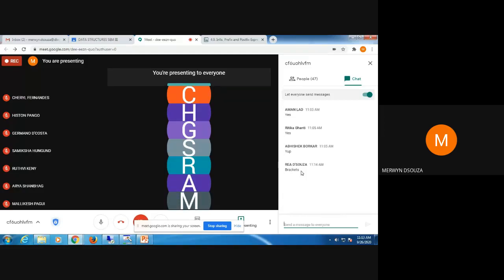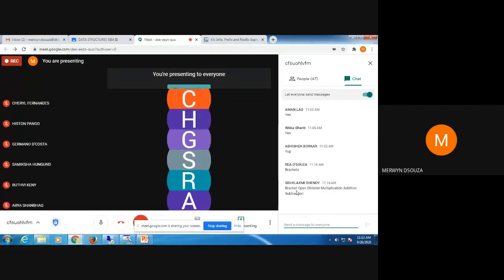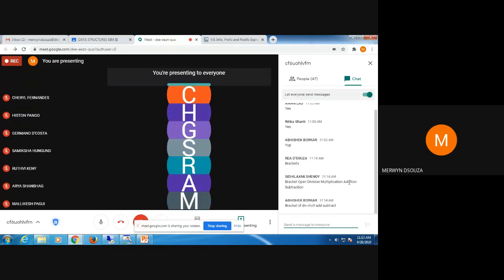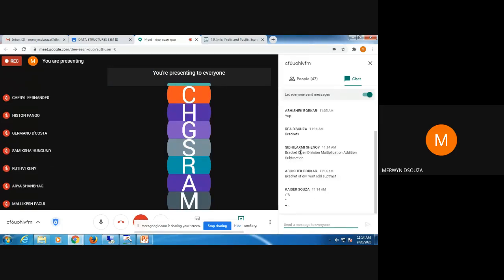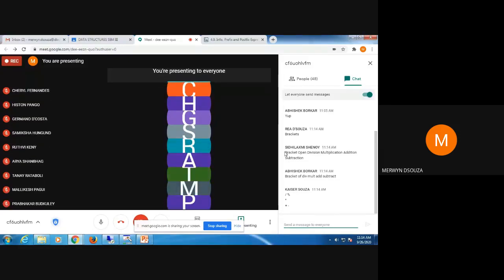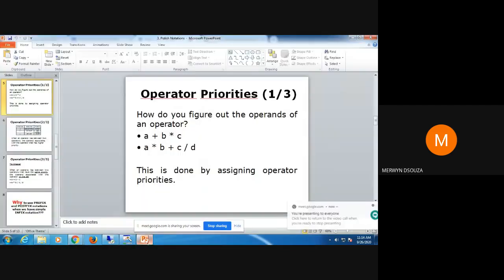Okay, brackets have the highest priority, followed by division, multiplication, addition, subtraction. Correct. Yes, Siddhi Lakshmi has given you the full form of BODMAS. So basically, it stands for brackets are solved first, followed by division, multiplication, addition, and subtraction. So I'll just continue.